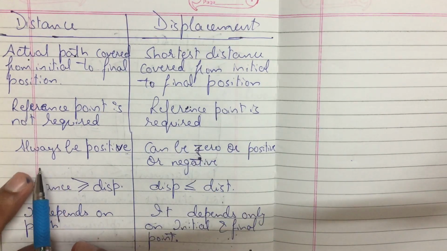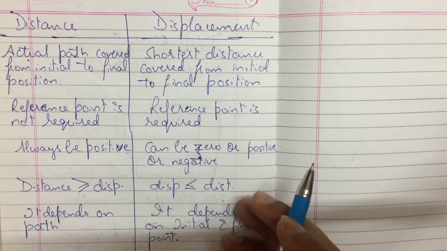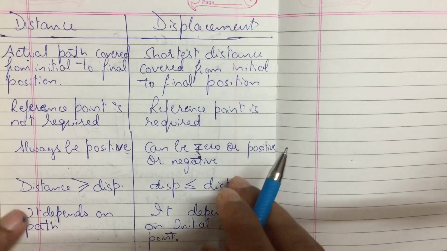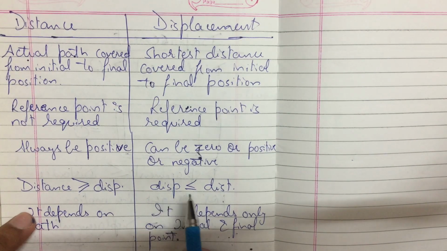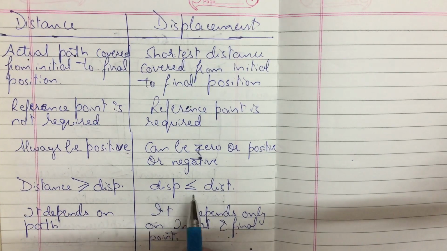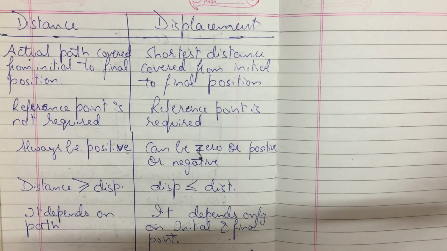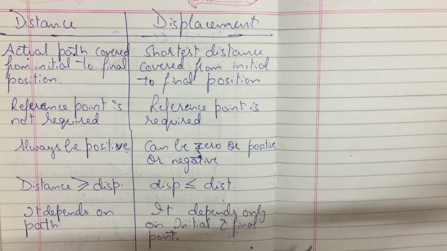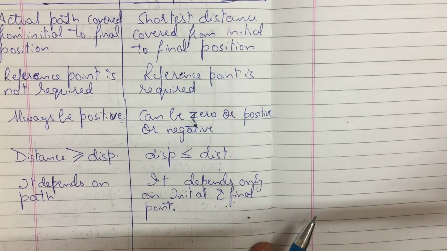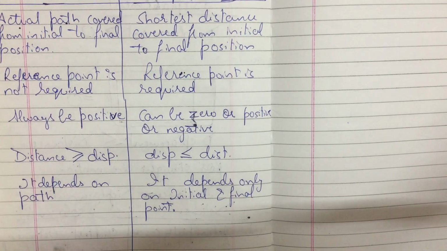Distance is always positive, whereas displacement can be positive or negative. It can be zero also. Distance is always greater than or equal to displacement, whereas displacement will always be lesser than or equal to distance. Distance for a particular object depends on the path, whereas displacement depends only on its initial and final point.